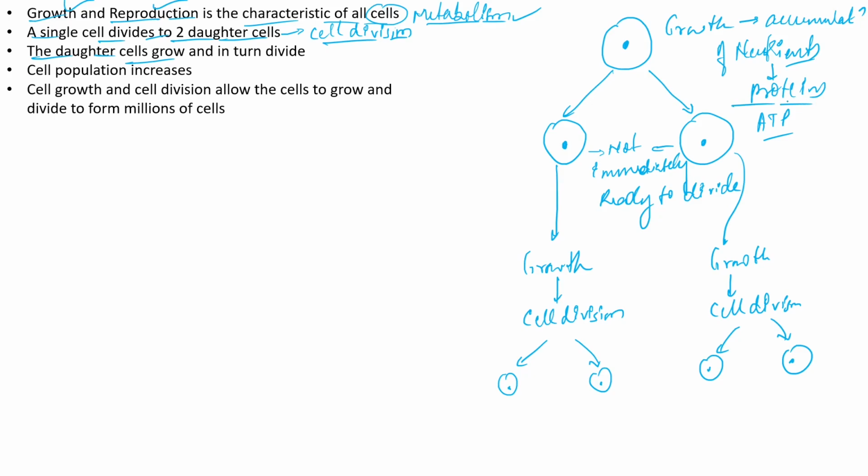So we can say that growth mainly includes the accumulation of nutrients, and these nutrients mainly help in the cell division process, right? So the daughter cells will grow, and when it is ready, only then will it go for the division process, that is the cell division process. So what is the ultimate result of cell division? The ultimate result is that the population actually increases.